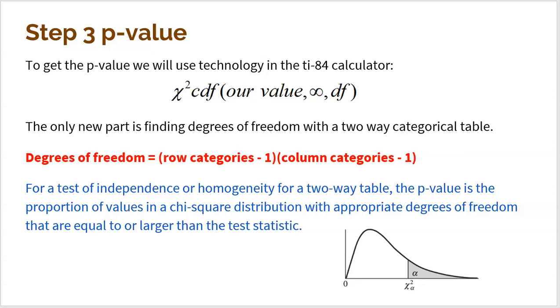Then, once you have that grand total chi-squared, you could very easily get the p-value using chi-squared CDF on your calculator. Again, you access this command by hitting second variables, or second vars, on your calculator and scrolling down. This is the same place where we typically go for normal CDF and tCDF. Just scroll down a little bit further. The only new part is actually finding the degrees of freedom.